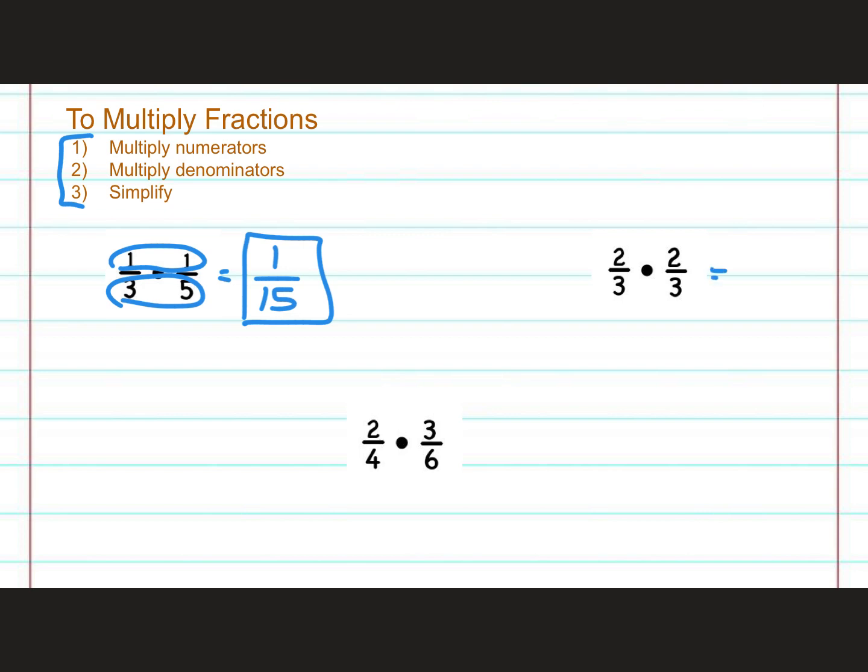So the next one, multiply the numerators. 2 times 2 is 4, and 3 times 3 is 9. And that's in simplest form.